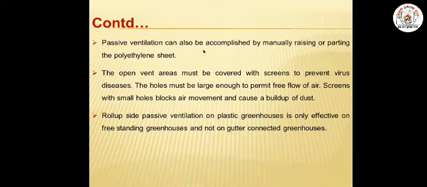This passive ventilation can also be accomplished by manual raising or parting the polyethylene sheet. Here, the open vent areas must be covered with screens to prevent virus diseases. The holes must be large enough to permit free flow of air inside a structure. A screen with small holes blocks the air movement and causes a buildup of dust.